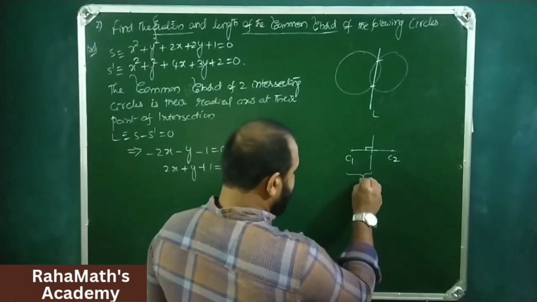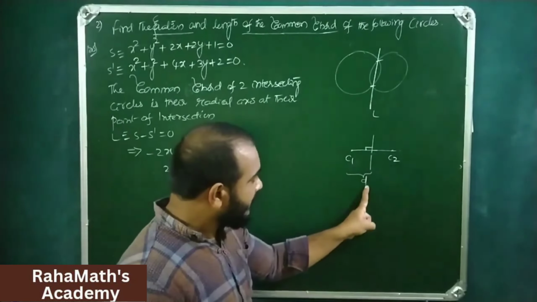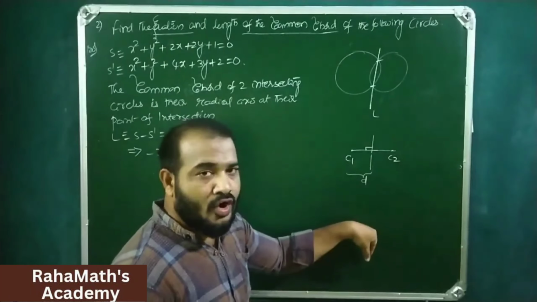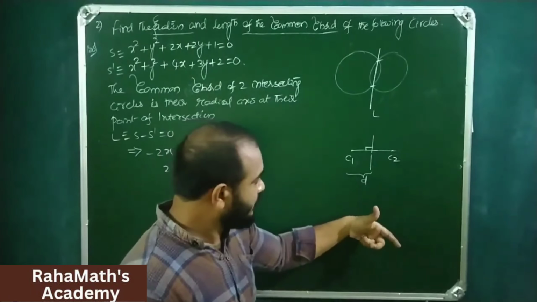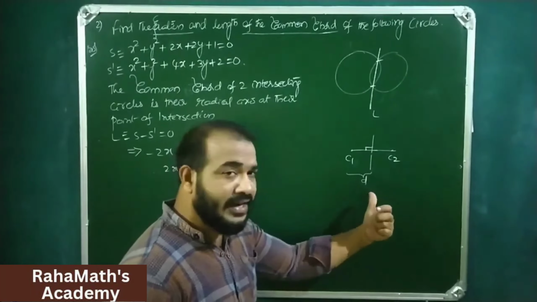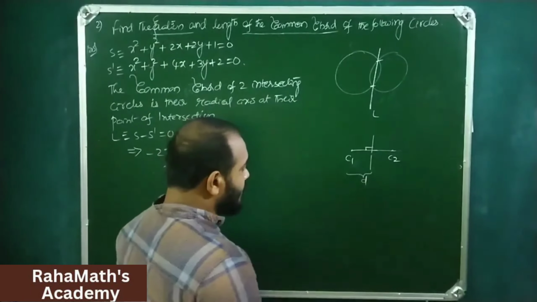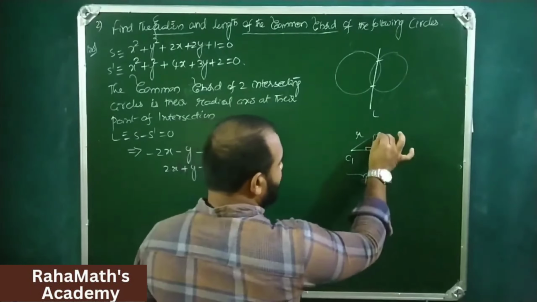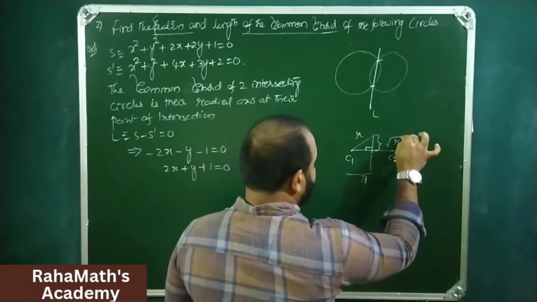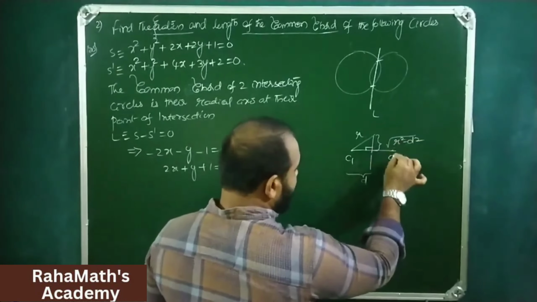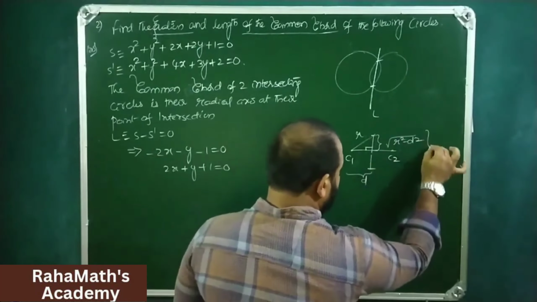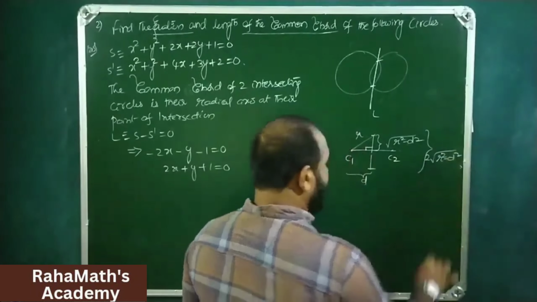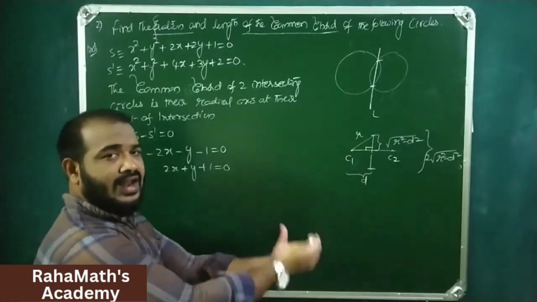So this is D. What is D? D is the perpendicular distance from the center of any circle to the common chord, the radical axis. So in this way we will be getting D. And this is the radius R. Therefore, this is root of R square minus D square, and the length of the total chord is 2 times square root of R square minus D square. That's what we have discussed clearly in the last problem.